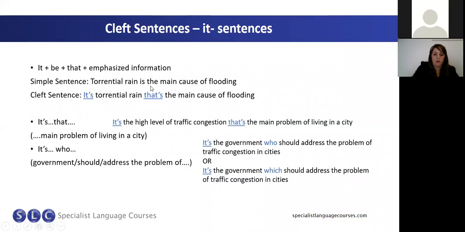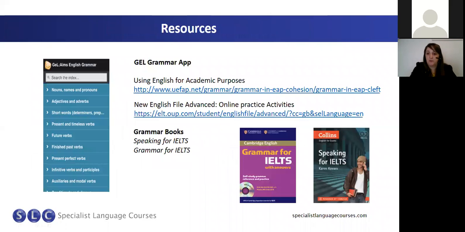Now, we also have some recommendations for resources to help with your grammar and speaking. So we have the guided e-learning, the GEL grammar app that you can download for your phone or tablet. If you want more practice on using cleft sentences in writing, you can look at the Using English for Academic Purposes website, which is a resource for university level writing.